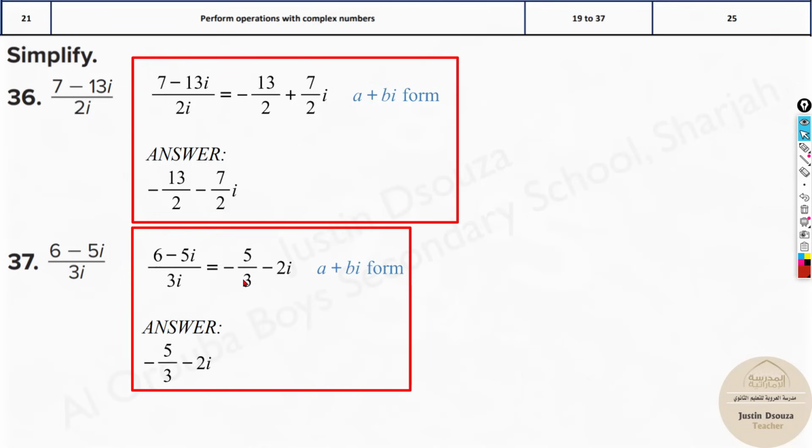Same thing here, you just divide by 3i on both sides. The left side becomes 6 by 3, that is 2i, the imaginary part. Whereas the right side, it's 5 by 3 only, that's the real part.